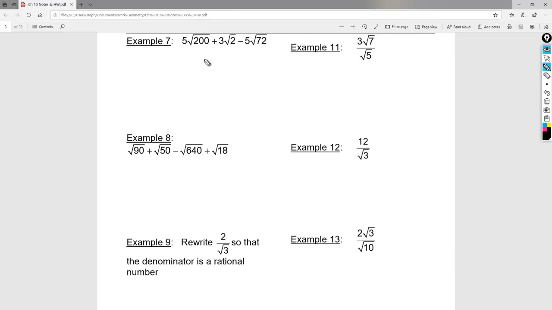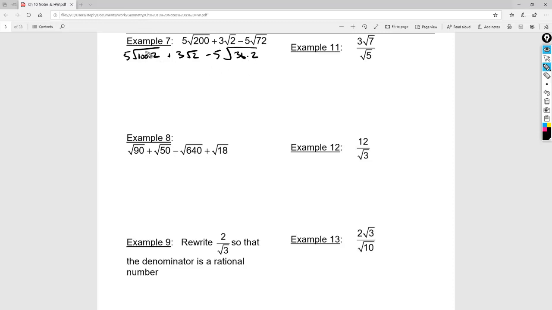Okay, so now I have a bunch of things going on. Looks kind of confusing. So all we're going to do is simplify and hope that things work out. So I have 5 root 200. So it looks like the biggest square that will come out of this is 100. So I'm going to rewrite this as 5, the square root of 100 times 2, plus 3 root 2. This is already as simplified as it's going to get. Minus 5 times 72 is 36 times 2.